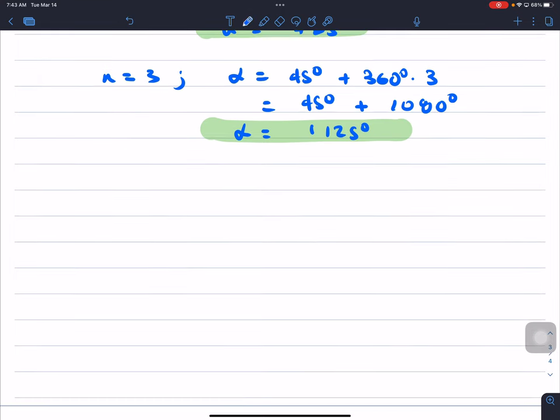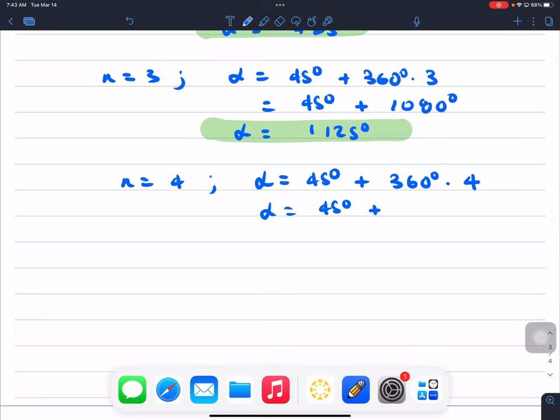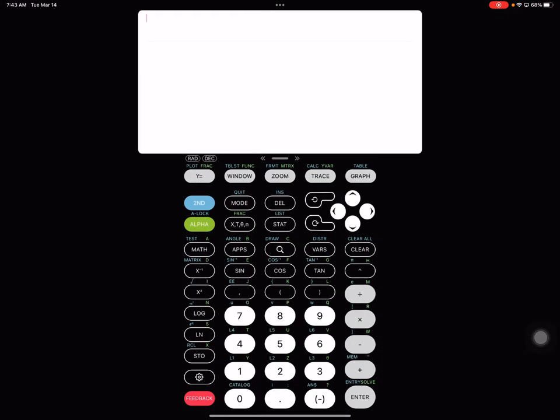How do we get the fourth one? What do you guys say? n here is now going to be 4. Alpha is 45 degrees plus 360 degrees times 4. What's 360 times 4? Maybe you said, Mr. Judge, I'm going to go to my TI calculator. 45 plus 360 times 4. What do you guys get? Is that 1485? Can you guys see that there?